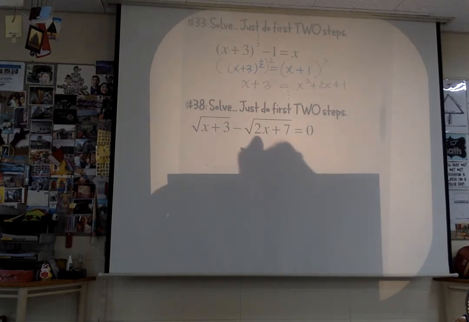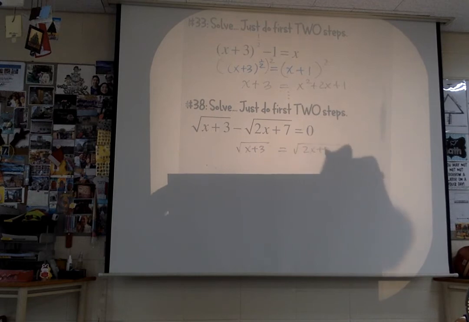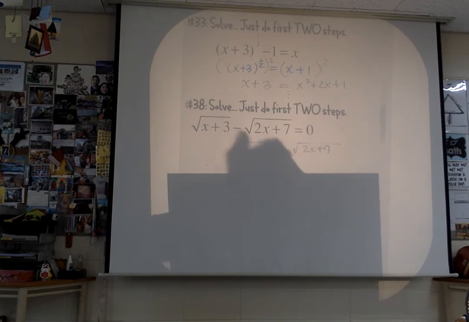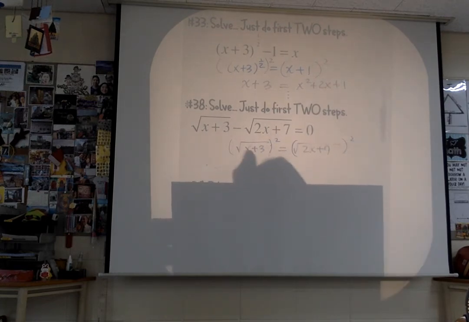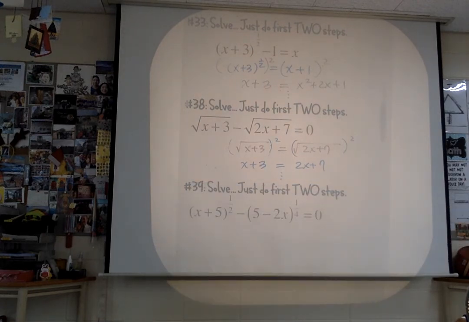I hope your first step was x plus 3 is equal to 2x plus 7. Do your second step. I hope your second step was you're squaring both sides. Squaring both sides, so they both should have come out of the shell, 2x plus 7. And then solving is easy. Dot, dot, dot. Number 39, first 2 steps.